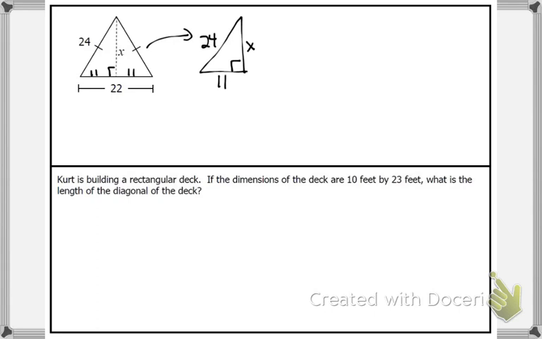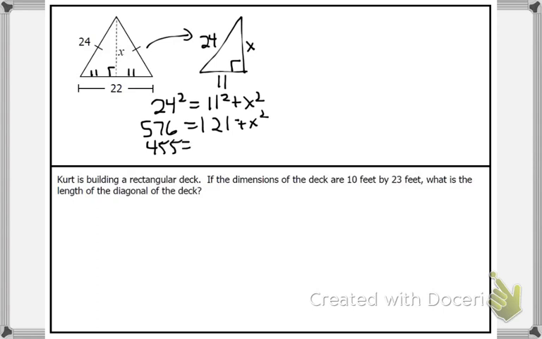So here we can solve with Pythagorean theorem. So longest side is by itself, that's our hypotenuse, 24 squared equals 11 squared plus x squared. 24 squared is 576. 11 squared is 121. We're going to subtract 576 minus 121, and we get 455 equals x squared. Now we take the square root of both sides, and we get the square root of 455. Now we have to look to see if we can simplify the radical here.